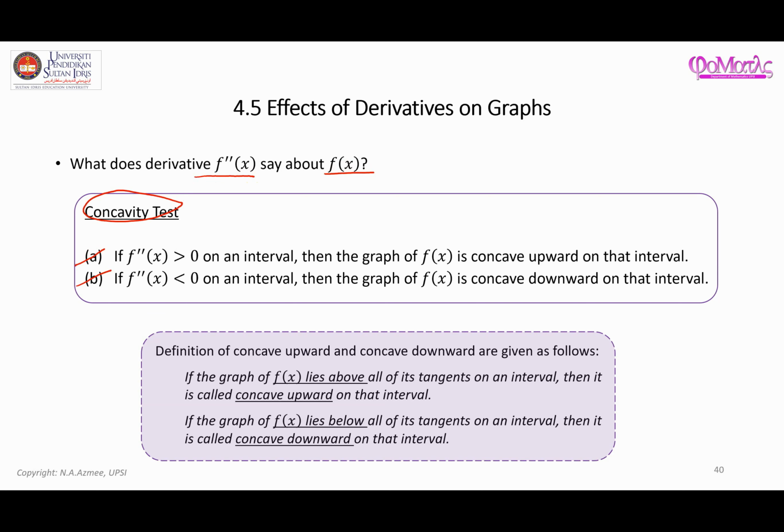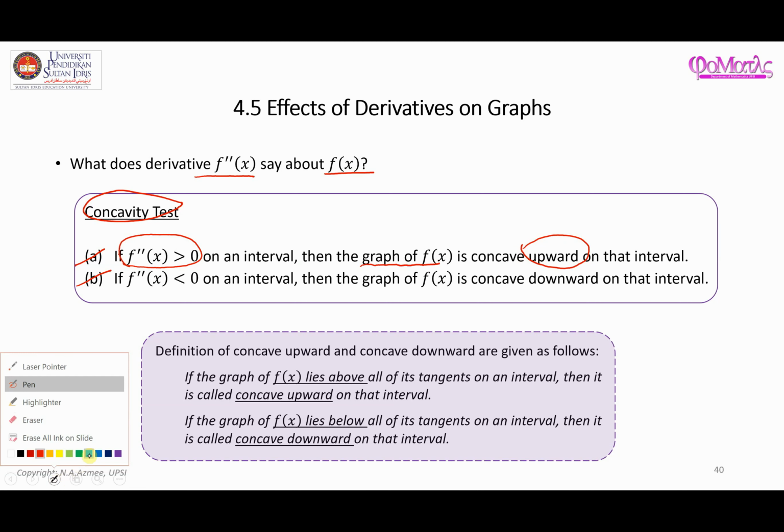For the first one, if the second derivative is greater than 0 on an interval, then the graph of f(x) is concave upward on that interval. For the second one, if the second derivative is less than 0 on an interval, then the graph of f(x) is concave downward.